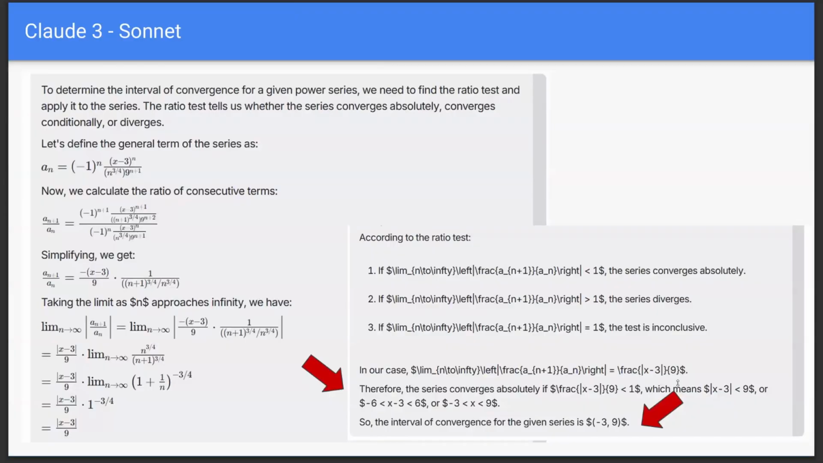Okay, so it looks like the Claude 3 model started out pretty good. Most of this follows what we did, actually. However, if you notice in its final conclusions, it has this same conclusion here, that the series converges absolutely if the absolute value of (x - 3)/9 is less than 1. This means that the absolute value of x - 3 is less than 9, but this is very incorrect.